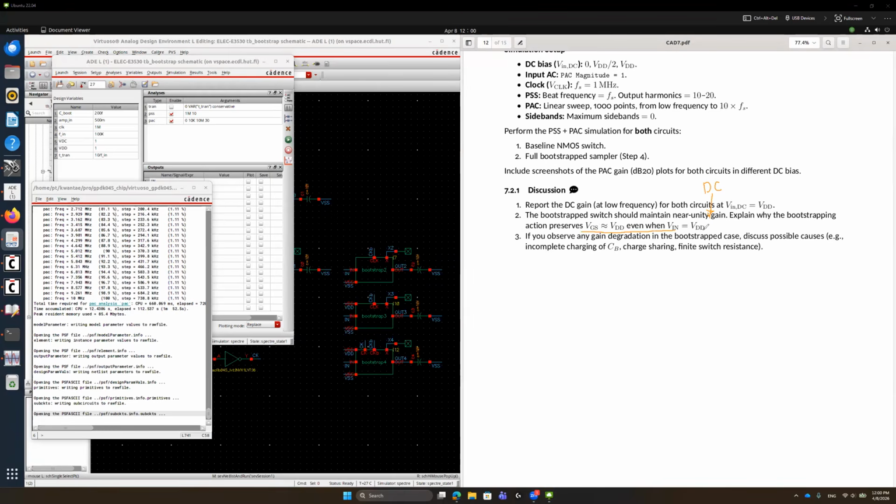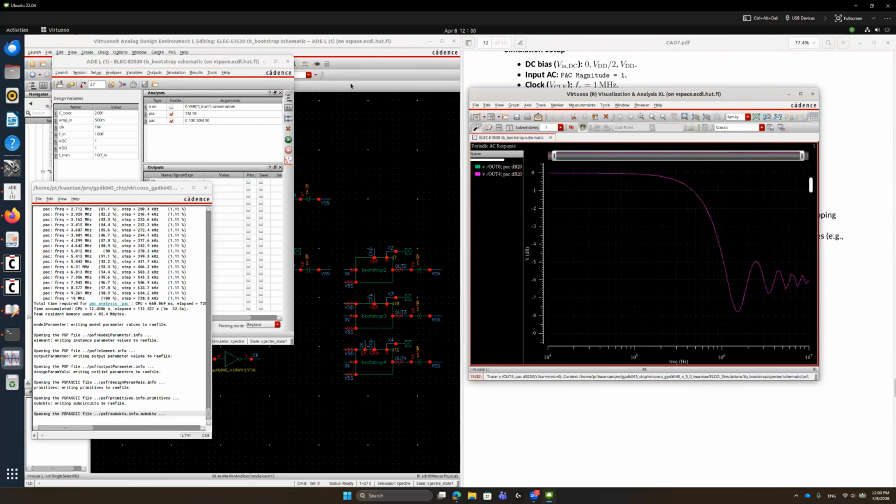This is already we discussed. Sorry about it. It is asking the same question repeatedly over and over. And discuss possible causes of any gain degradation in the bootstrapped case. So if you experience, for example, this DC gain reduction like this, then this is not a good situation.